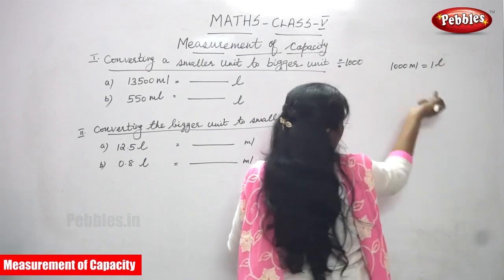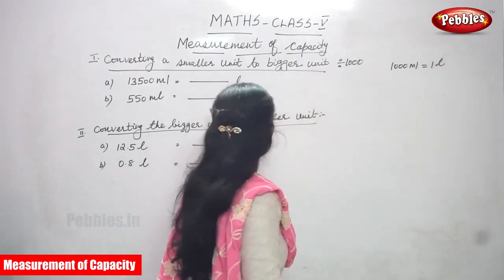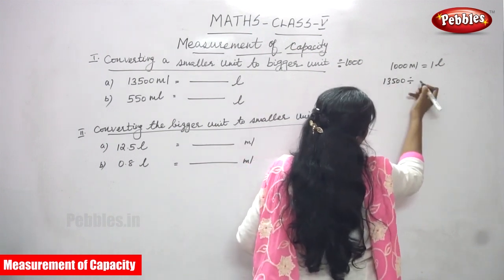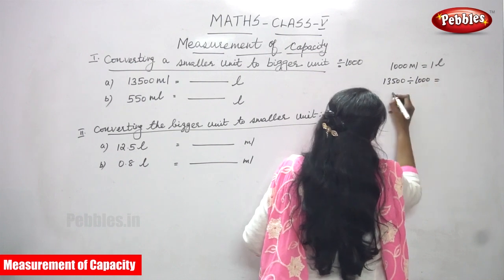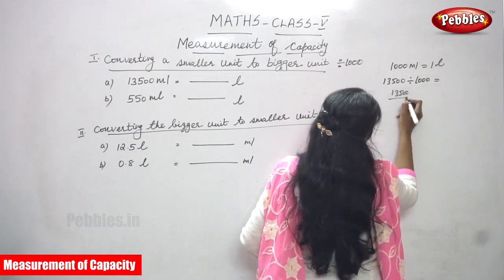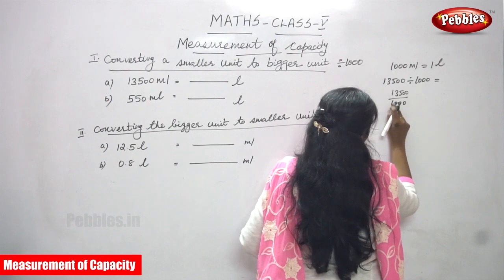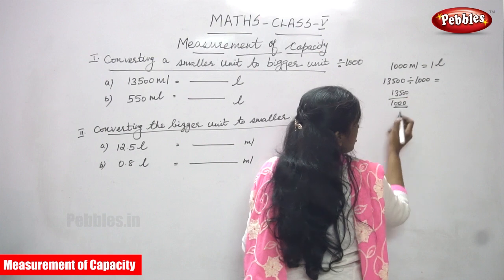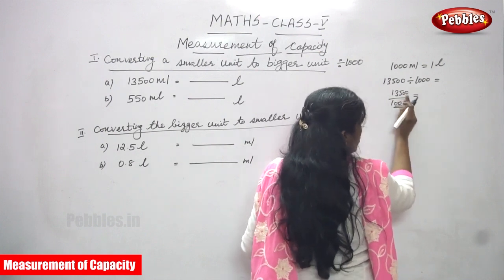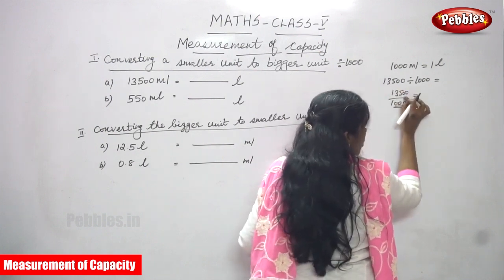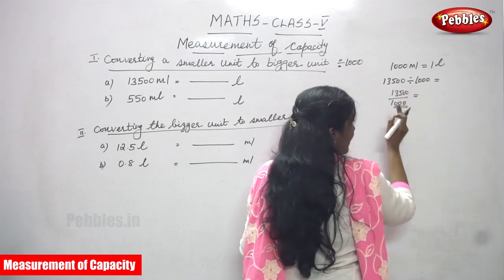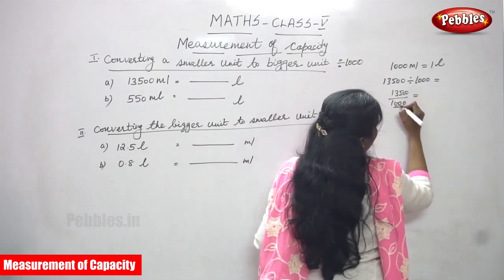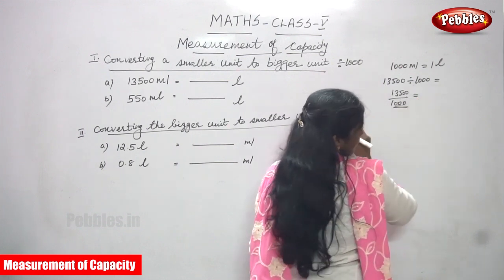According to the question, you have to change over the formula. So 13,500 divided by 1000, and you get the liter. How many zeros in 1000? 3 zeros. So you have to move the decimal place to the left. 3 decimal places to the left direction.